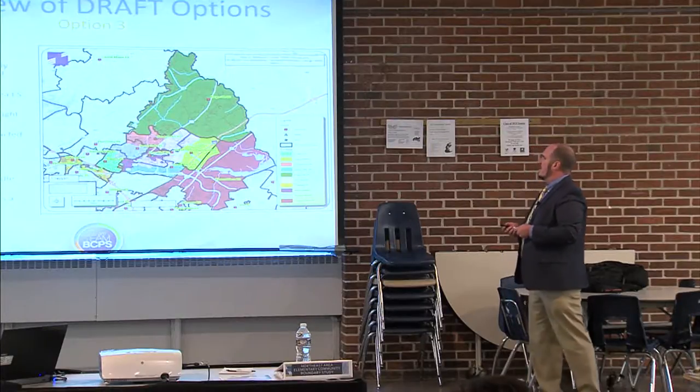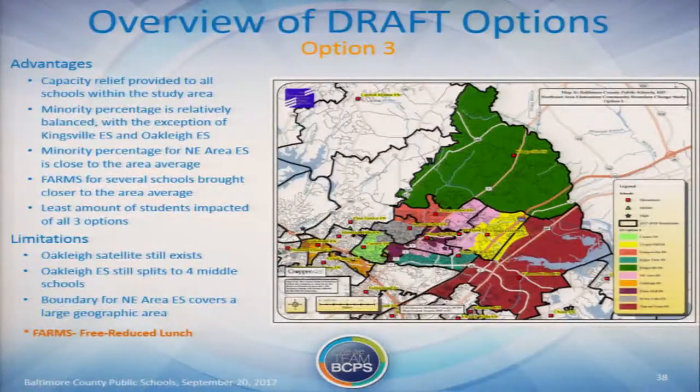Option three has a little bit different of a configuration. You can see it's more sort of squared off for the Northeast Area Elementary School. Picks up the area that used to cross over, Gunpowder used to cross over primarily. And it provides a lot of relief to Chapel Hill here. And this area for Kearney and Seven Oaks and such looks a little bit different.